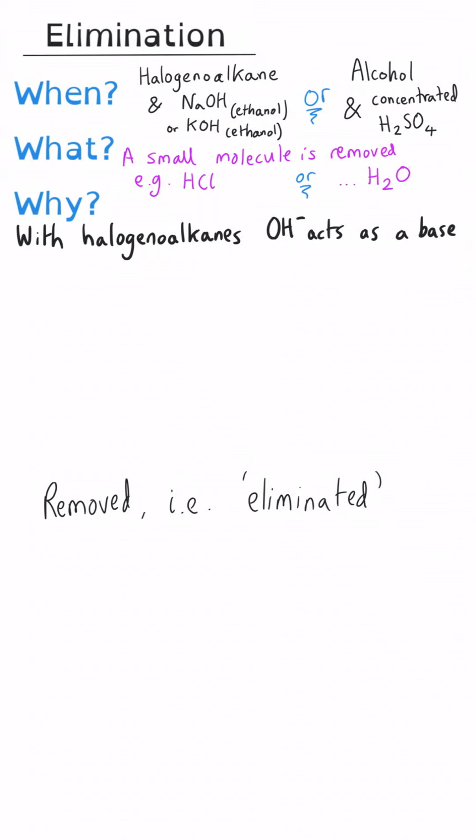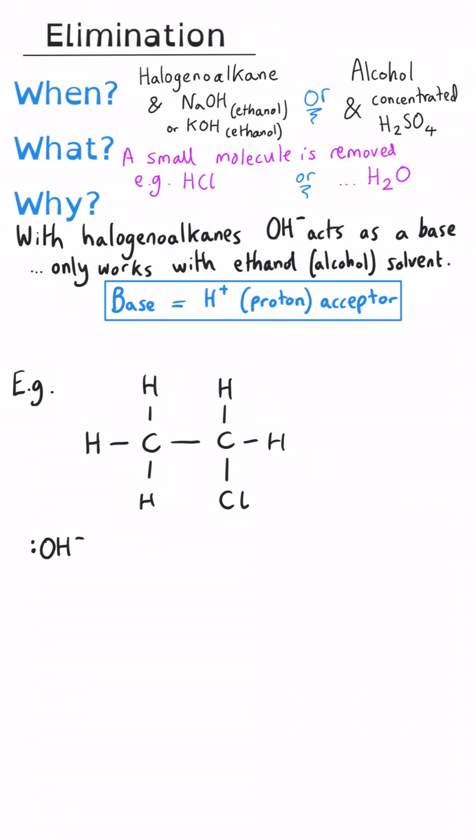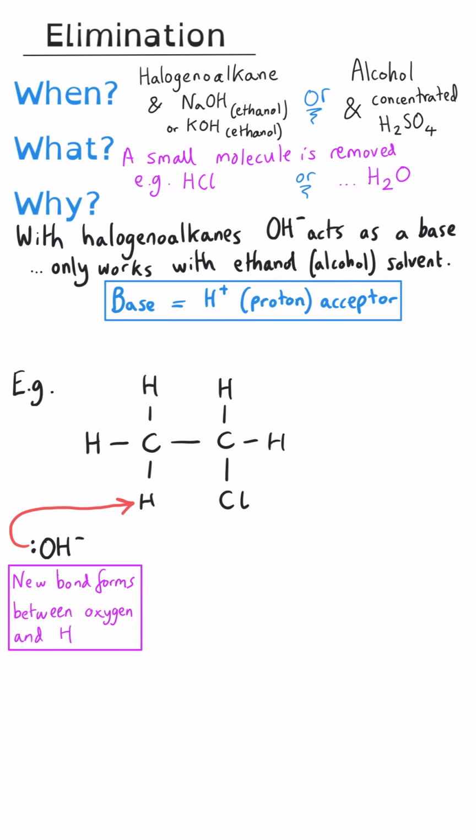When we are reacting a halogenoalkane, what happens is the hydroxide ion, specifically when it is dissolved in ethanol solvent, will act as a base. What bases do is they accept hydrogen ions. And so if we take a look at chloroethane here, we can see that the hydroxide ion is going to attack the hydrogen on the carbon that is adjacent to the carbon with the chlorine attached. Those 3 hydrogens are all equivalent. We could attack any of them. I'm choosing to attack the bottom one.